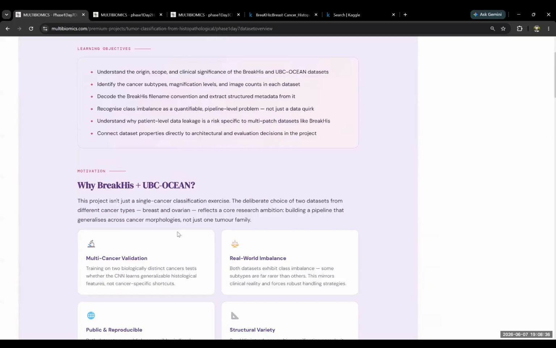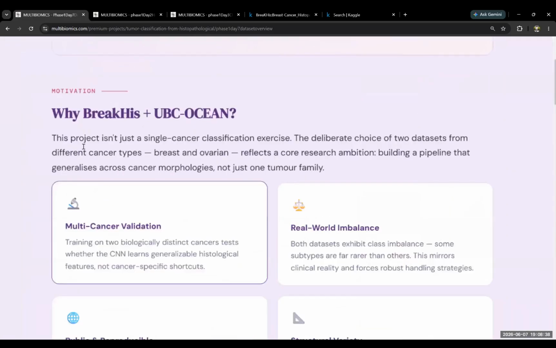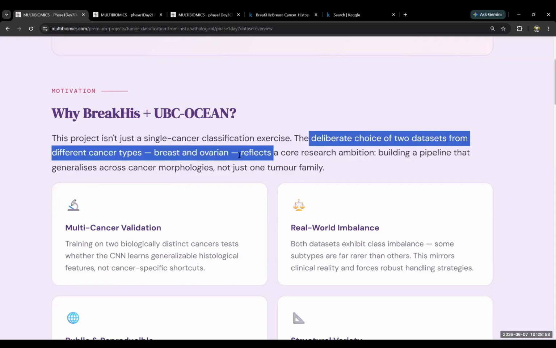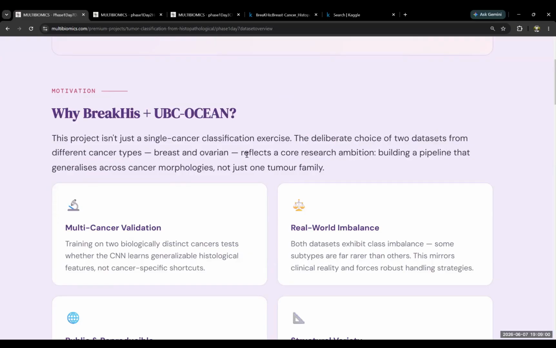So the two types of data set that we are using: the first one is the BRACS data set, and the second one is UBC Ocean. Why it is named like this, we'll see in a little while. So this is not just a single cancer classification exercise. We have deliberately chosen two data sets from different cancer types. One is breast and one is ovarian.